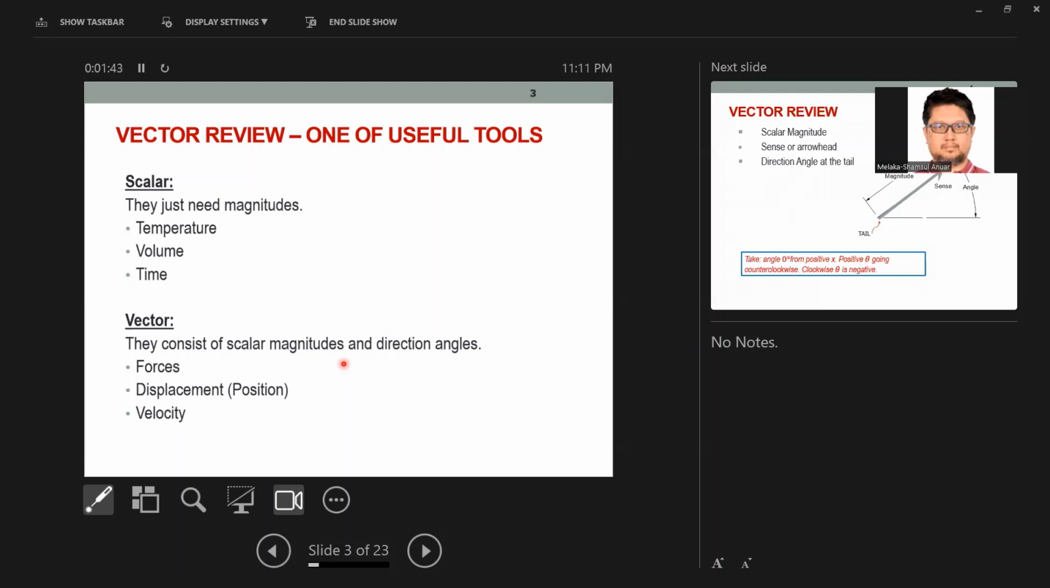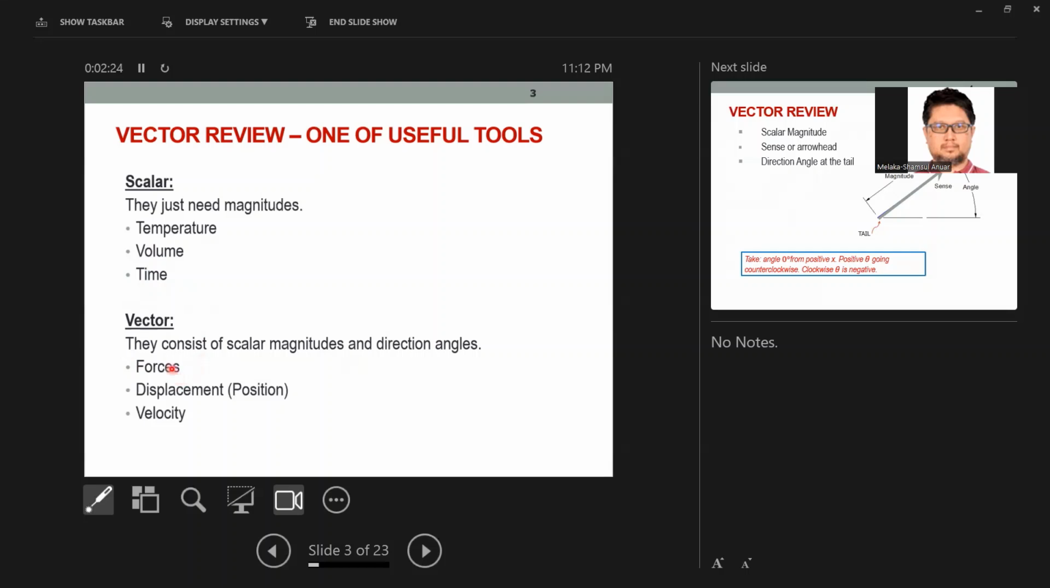Scalars usually have values or numbers, but we might not know the direction of it. So we have the value, the magnitude, but not the direction. Like volume and also time. I guess time is always going to increase.